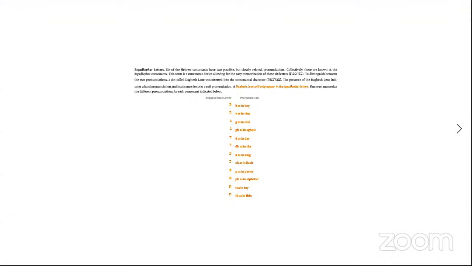In this here, I want everyone that doesn't know the letters to know the ones right here. Has everyone ever heard of the Bagadkephat letters? You remember that, right? These are the ones that take the Dagesh Lene. Do y'all remember this from your modern Hebrew class? Yes, Forte and Lene, right? Forte strong, Lene weak, right? All right.